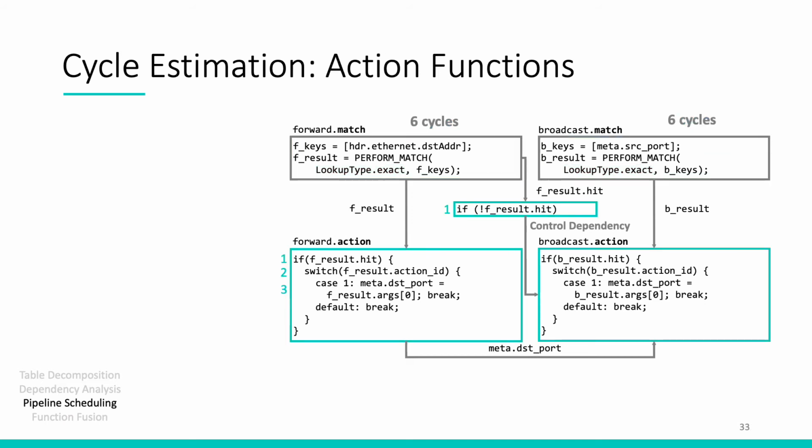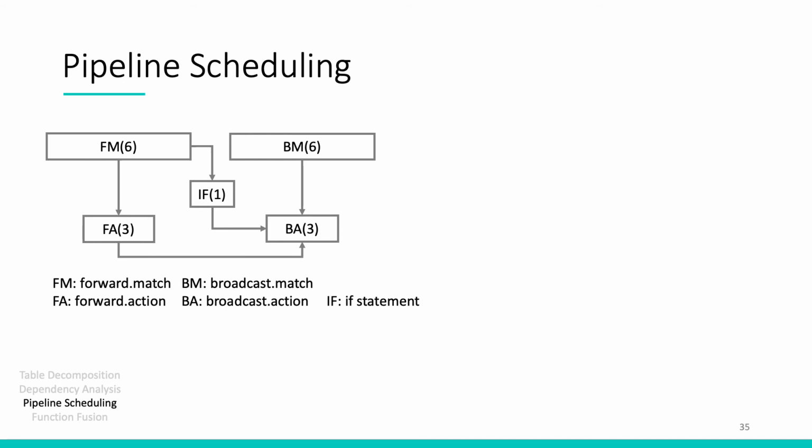The cycle estimation of action functions is simple. That is, the estimator traces the longest branch and counts the number of blocking instructions in the branch. In this example, the if statement takes 1 cycle, and the forward action and broadcast action take 3 cycles. Now we have the program dependence graph and estimated cycle information. With the two pieces of information, the pipeline scheduler schedules the functions into the pipeline.